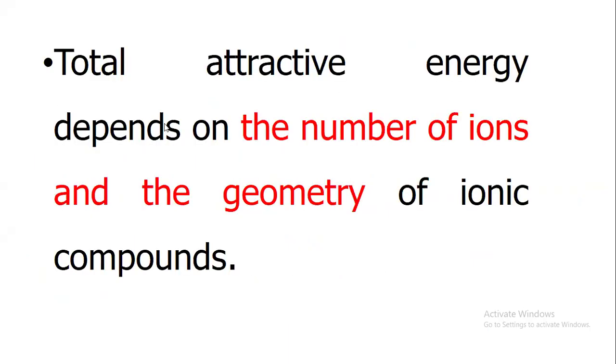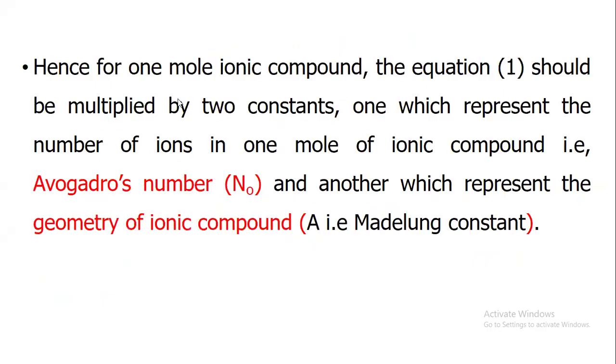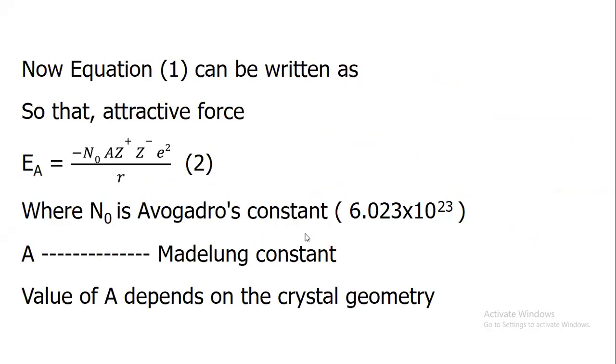Total attractive energy depends on the number of ions and the geometry of the ionic compound. Hence, for 1 mole of ionic compound, the equation should be multiplied by two constants: one which represents the number of ions in 1 mole of the ionic compound, that is Avogadro's number, and another which represents the geometry of the ionic compound, the Madelung constant. So equation 1 can be written as attractive energy EA equal to minus N0 A Z plus Z minus e squared over R. Equation 2. N0 is Avogadro's constant, 6.023 times 10 to the power 23.